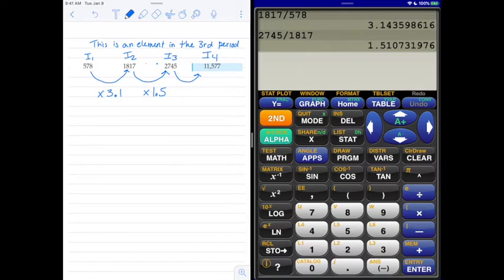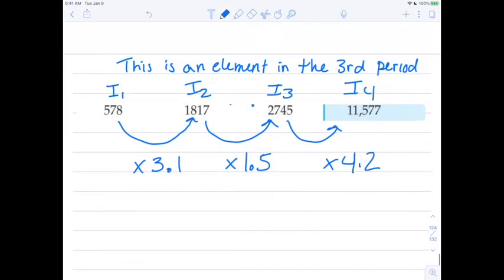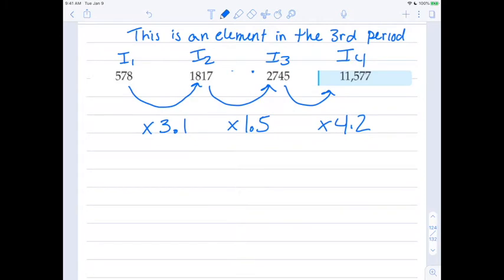Now I'm going to take the fourth ionization energy, 11,577, and I'm going to divide it by 2745, like so. And this is a jump of 4.2. So this is over 4 times as much as the previous one. So here we see that we have relatively small and then a huge jump right here. So when there's a huge jump, that's how you know you've entered the core.